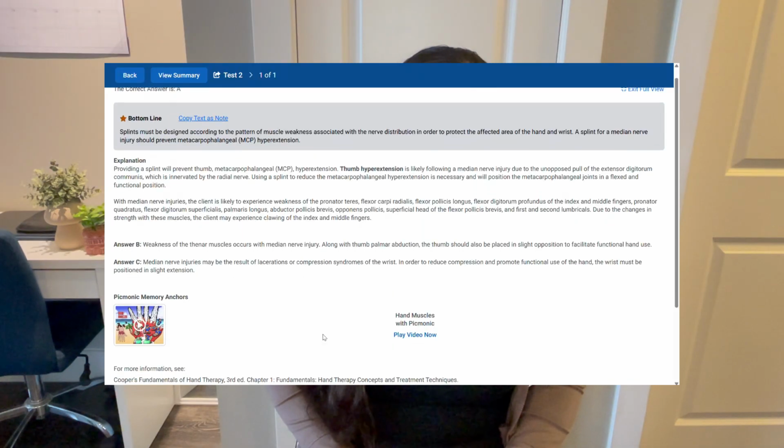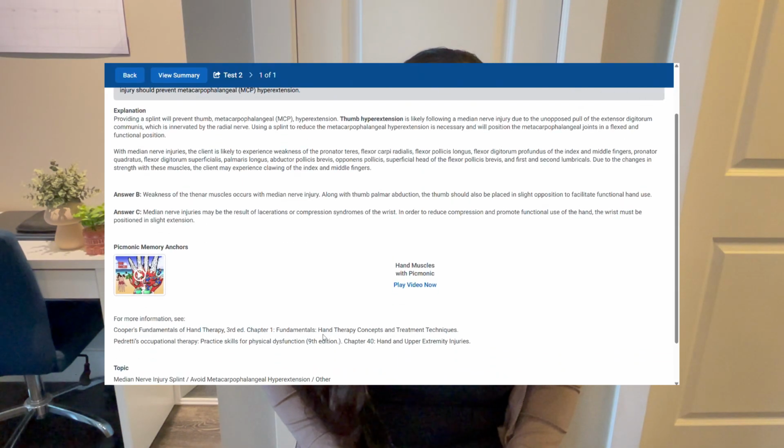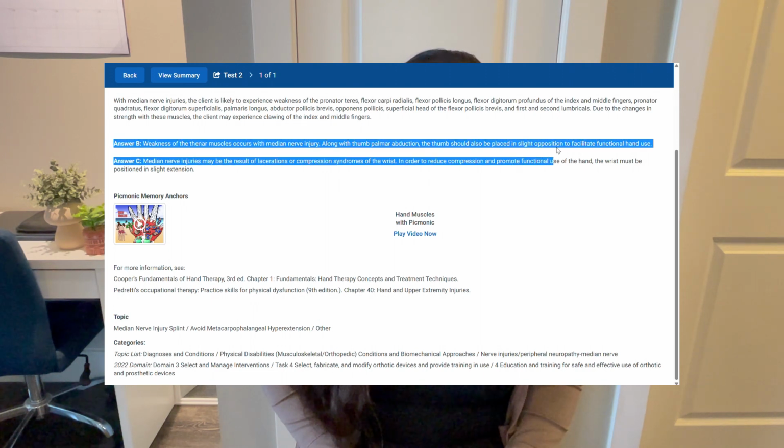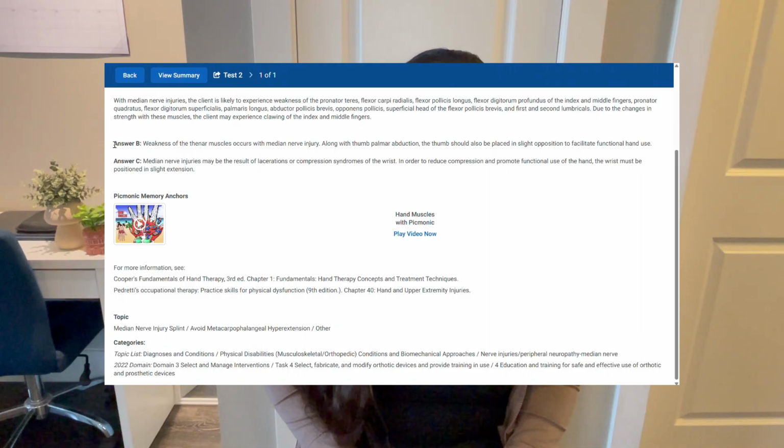Okay, now quickly I'm going to take you through the rationale that TrueLearn provided. Okay, let's go over this TrueLearn rationale. And like I said, TrueLearn has the best and most detailed rationales. I really like this feature. And I'm not going to go through everything with you because it is a lot of information, but I'm going to scroll down here to the answers.